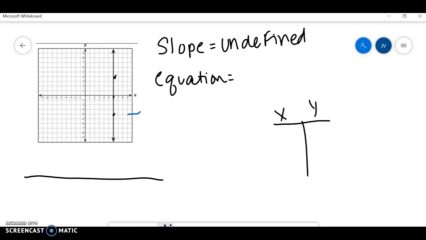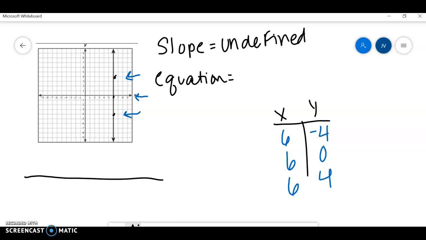The first one right here is x is 6, y is -4. So 6, -4. The next point right there, x is 6, y is 0. Next point right there, x is 6, y is 4.